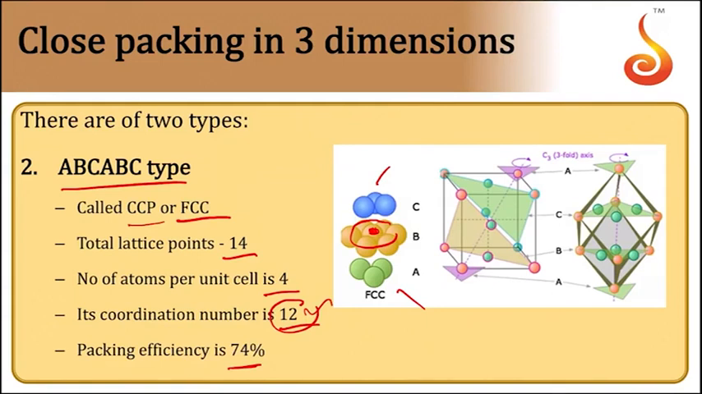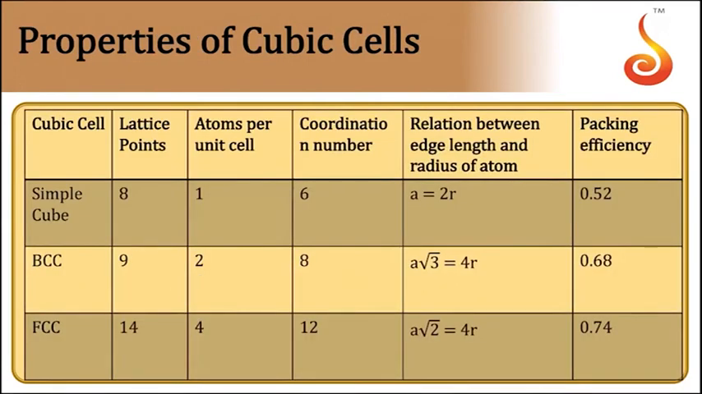Then comes what are the properties of the cubic cells now. It's actually a summary of all the previous things which you have seen till now. Simple cube, 8 lattice points, number of atoms are 1, coordination number 6 and a is equal to 2r, we have seen packing efficiency as 0.52. Body centered cube, lattice points that is 9 we have, means 8 plus 1, 8 corner, 1 in the body center, number of atoms are 2 altogether, coordination number 8 and a root 3 is equal to 4r because along body diagonal atoms are touching each other, and 0.68 here.